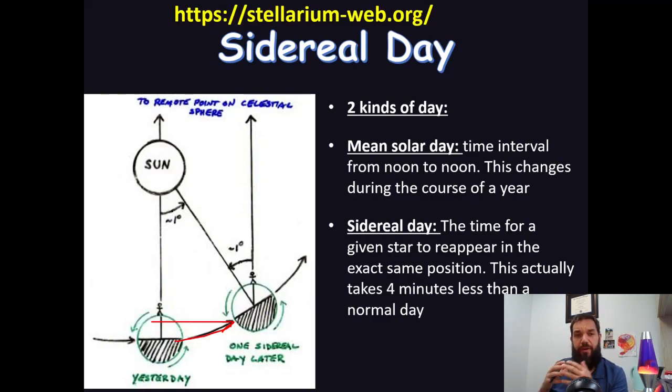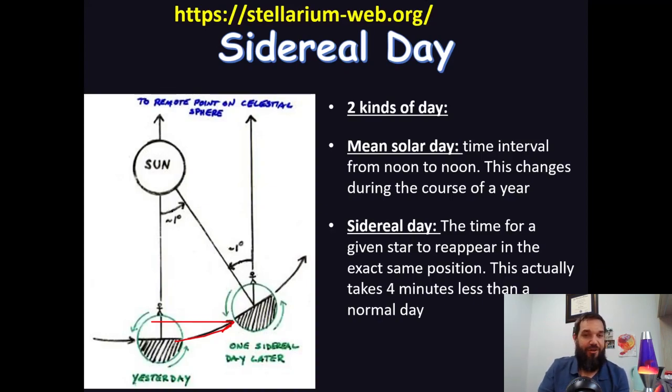So a very common way that astronomers keep track of days is not using the sun, what we would call a mean solar day. They actually use something called a sidereal day. A sidereal day is the time for a given star to appear in exactly the same position in the night sky. Okay, and that tells you how many actual rotations we do as we go around the sun.